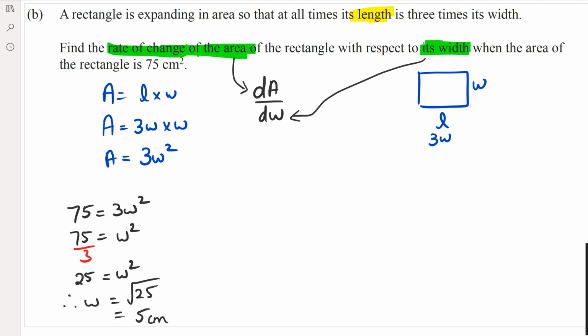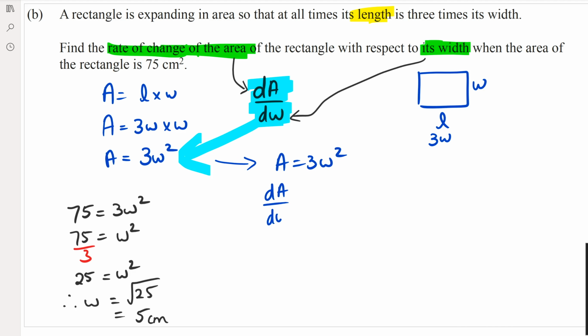The second thing is working out what dA dW is, and we're going to do that by using this equation here. Because we have A is equal to 3W squared, when we differentiate it with respect to W, we are going to get 6W.